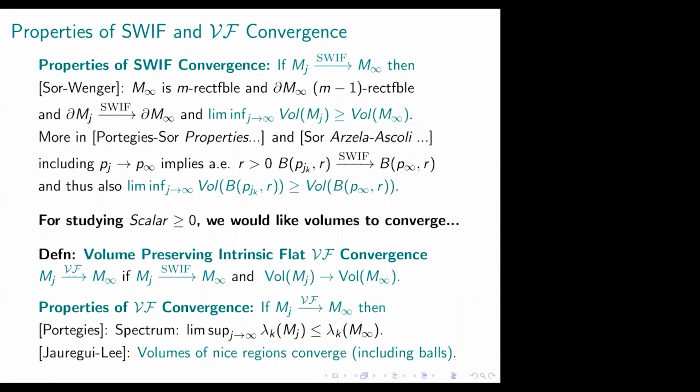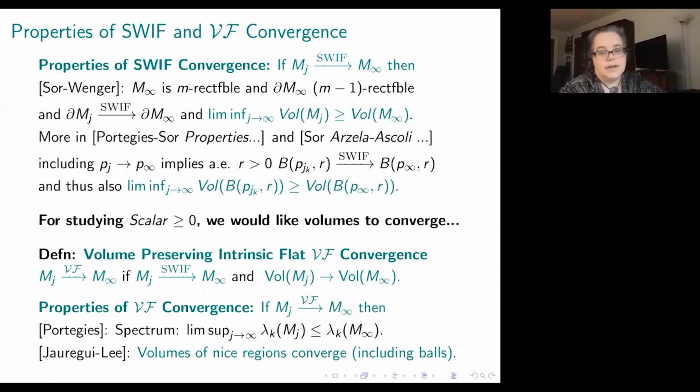But when you speak about the Laplace operator, what do you mean when it's singular? Portegies has a definition that's a sort of min-max Rayleigh quotient style definition, and it agrees with the eigenvalues on Riemannian manifolds. Okay.